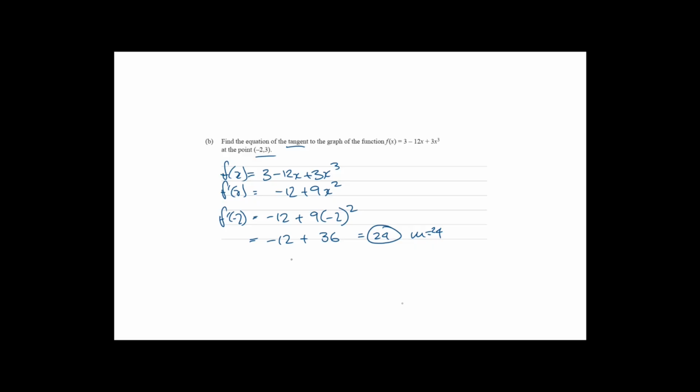So we know the gradient and we know one of the points, so we can use our y minus y1 equals m times x minus x1 formula. So y minus 3 is going to be equal to 24 times x, minus and minus is plus 2. So y is going to be equal to 24x plus 48 plus 3. So that's going to be 24x plus 51. That's going to be our final answer.